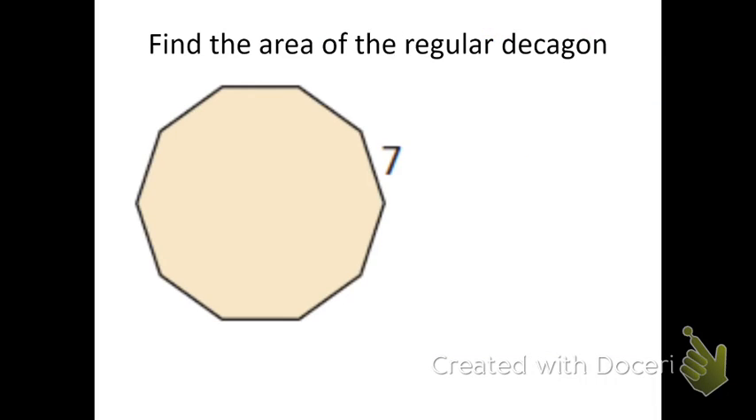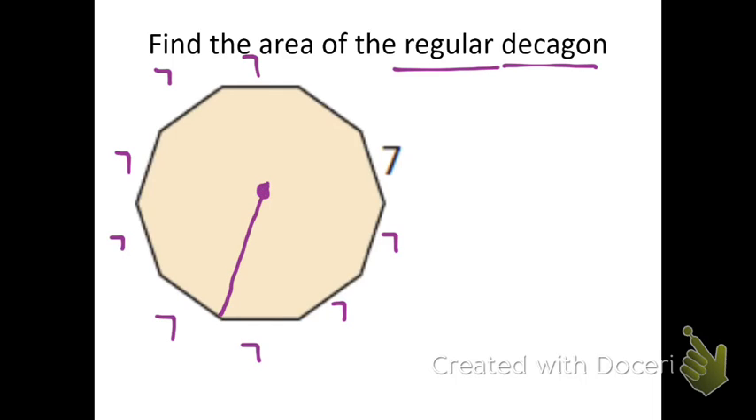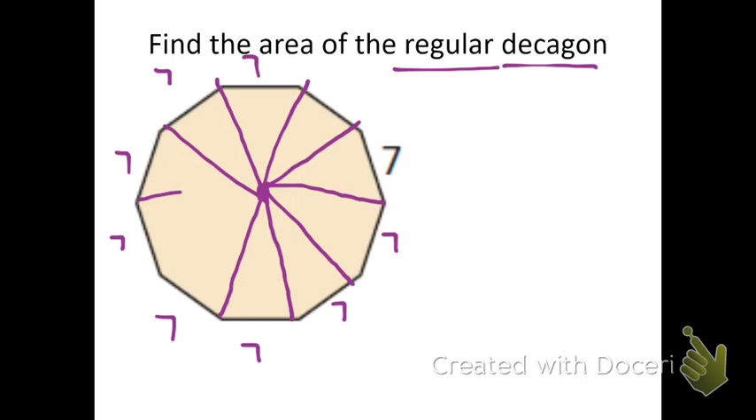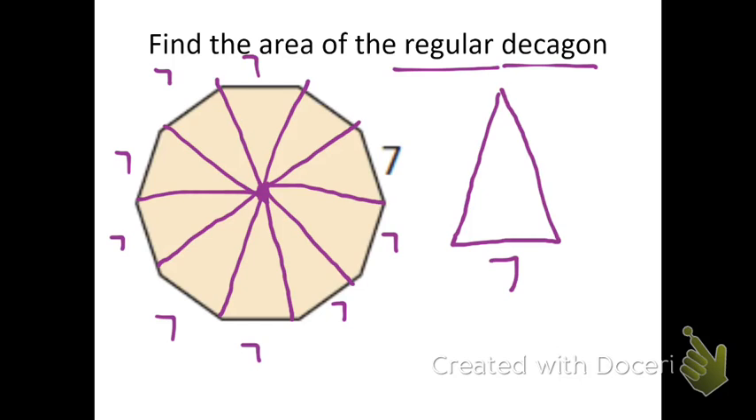So here's a decagon, right? If you didn't know that a decagon had 10 sides, then you could just count the number of sides. And it's regular, so we can assume all of these sides are 7 units long. First thing we're going to do is divide this decagon into congruent triangles. So any regular polygon you can inscribe in a circle, and all these purple lines I'm drawing would be the radius. And it divides the decagon into 10 congruent triangles that all look like this. So once we find the area of this triangle, we're just going to multiply it by 10, and that's going to be the whole area of the decagon.